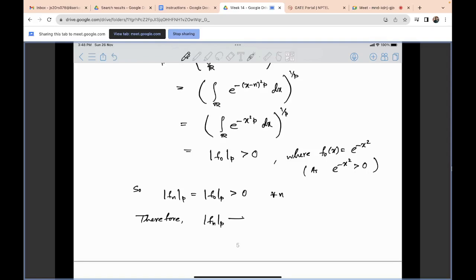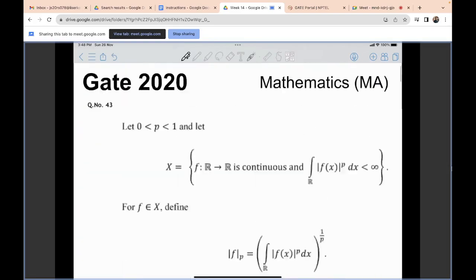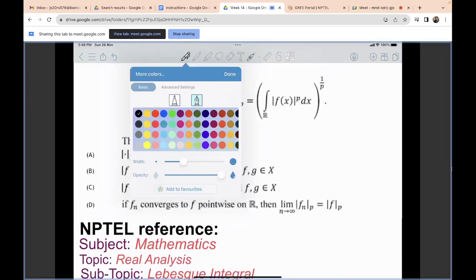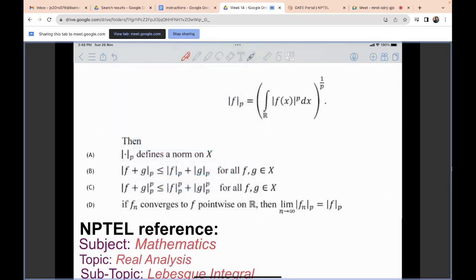So therefore fn does not converge to the 0 function in the p-norm, right? So it converges pointwise but does not converge in this sense. So therefore option D is also false. So which one is correct? We have got that option A is false, this does not define a norm. Option B is also false, this does not satisfy the triangle inequality, but it satisfies the triangle inequality whenever there is a p-th power. And the last one is also not true. So option C is the correct one.